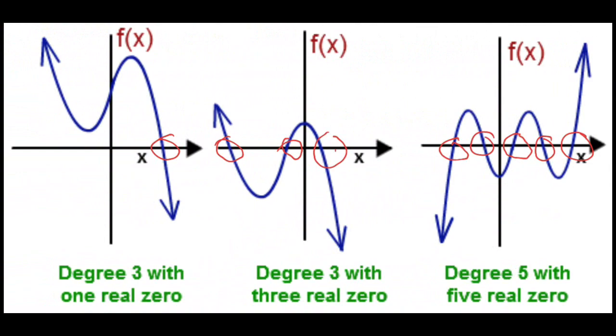But in the case of the third one, at how many points is the graph intersecting the x-axis? 1, 2, 3, 4, 5. So that polynomial has how many zeros? 5. 5 zeros means it will be a polynomial with degree 5. You have to study only linear, quadratic and cubic. I showed that just to help you understand.